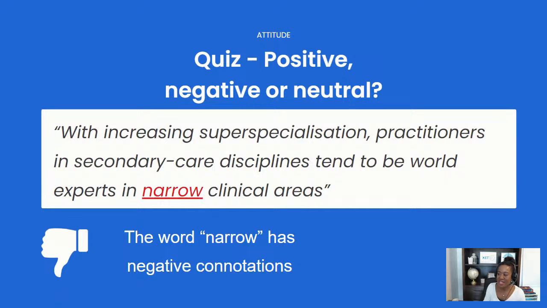Okay, so for me here, there's a key word, narrow. And narrow is a word that tends to have negative connotations. So we tend to associate the word, for example, broad as being more positive. For example, broad knowledge of something. But here we're using the word narrow and it tends to have these negative associations. For example, narrow minded is a negative description of someone.